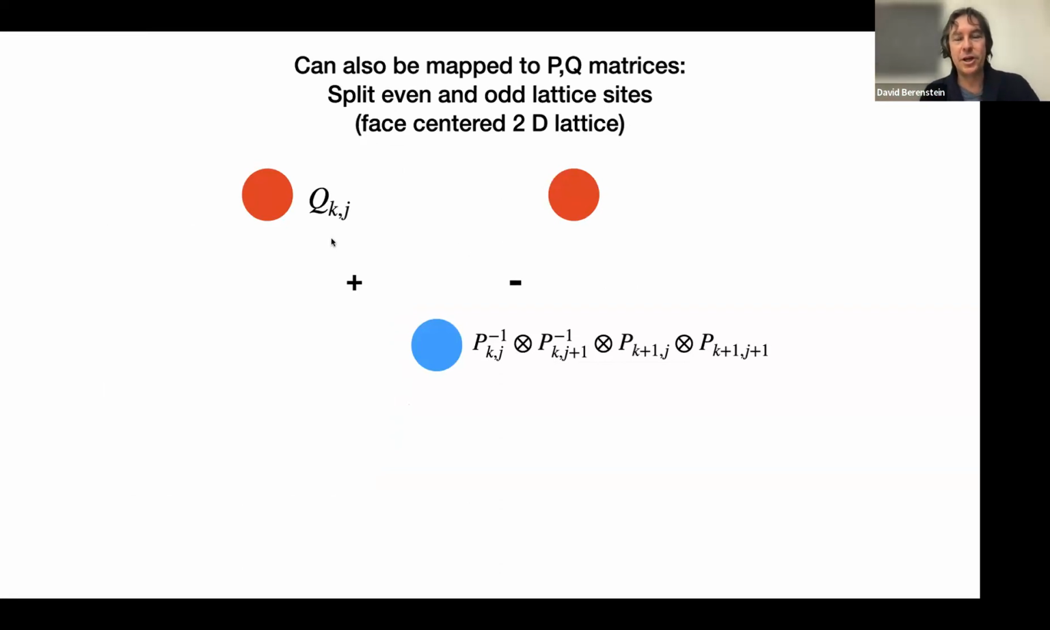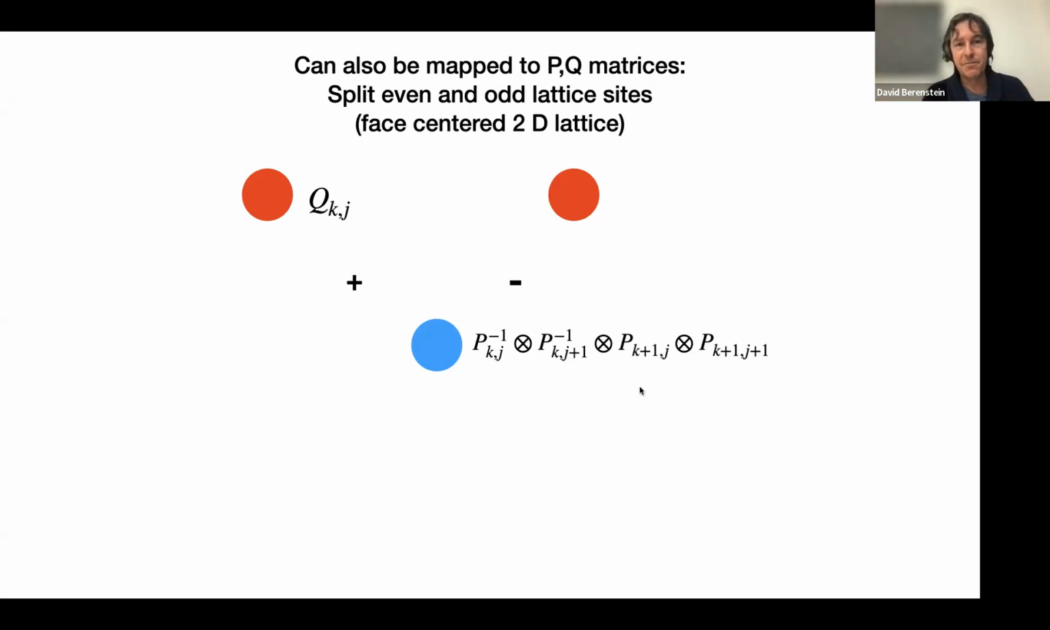Almost. You can also go to the PQ variables by doing the periodic identifications, and then you take a lattice to split even and odd lattice sites. What you do is you take, for example, the face-centered 2D lattice, also known as a square lattice, but twisted by 45 degrees. Then on the even sites you put Q variables, and on the odd sites you put something that makes the Poisson brackets work with the faces. So you get this product of P cross P inverse, and you look at this, and this doesn't look like hopping at all.